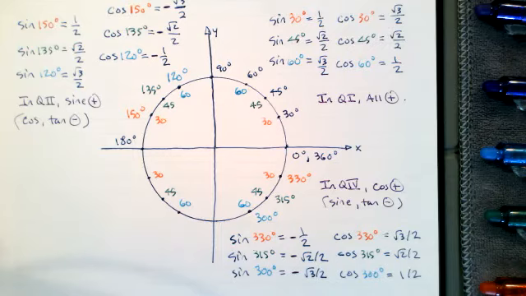X equals the opposite of b plus or minus the square root of b squared minus 4ac all over 2a. That's a good way to remember the quadratic formula.